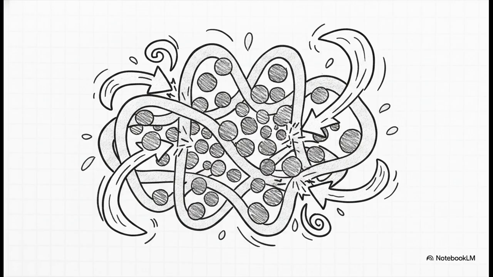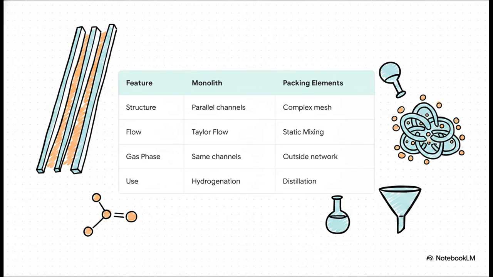As the fluid is pumped through, the intricate construction forces the fluid to constantly redirect and twist. This creates intense static mixing and local turbulence, enhancing the mass transfer by physically forcing the molecules to crash right into the catalyst. Comparing these two side by side really highlights the genius at play here. Monolith reactors use continuous parallel channels and rely on that alternating Taylor flow, while catalytic packing elements rely on complex meshes and static mixing. But the absolutely crucial point is how they handle the gas phase.